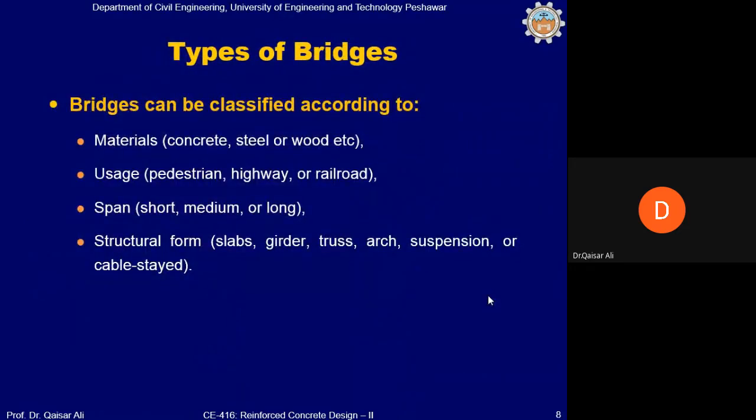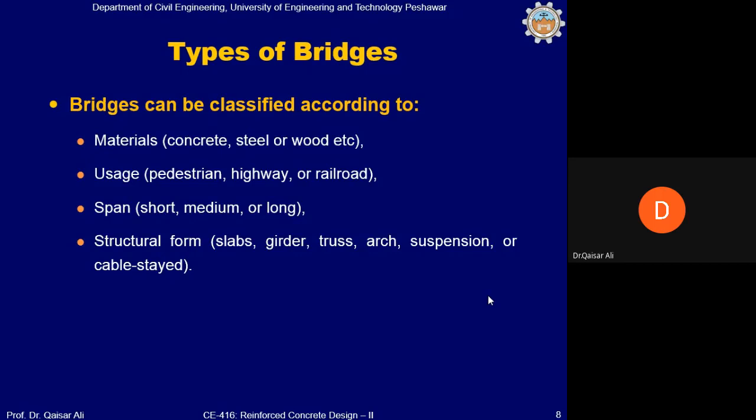Types of bridges. Bridges can be classified according to material, such as concrete bridges, steel bridges, or wooden bridges. According to the usage, like pedestrian, only used for pedestrian purposes, highway or railroad. Highway is for vehicles, cars and trucks, and railroad bridges are used for rails. Then, according to the spans, bridges can also be classified as short, medium, or long span bridges.